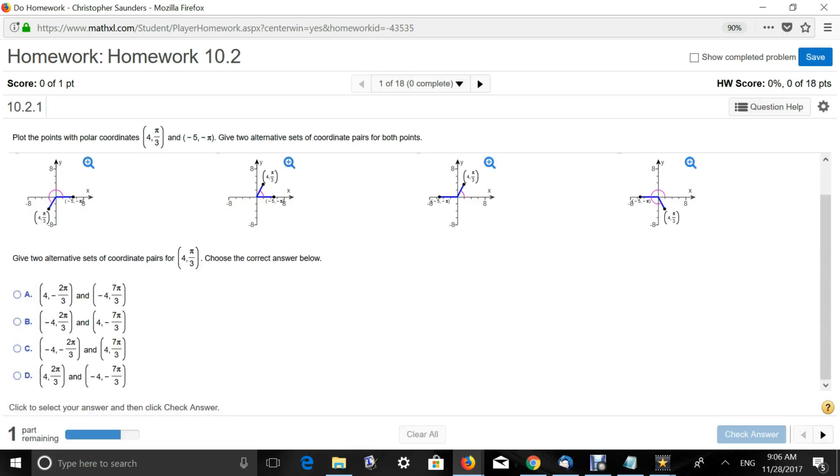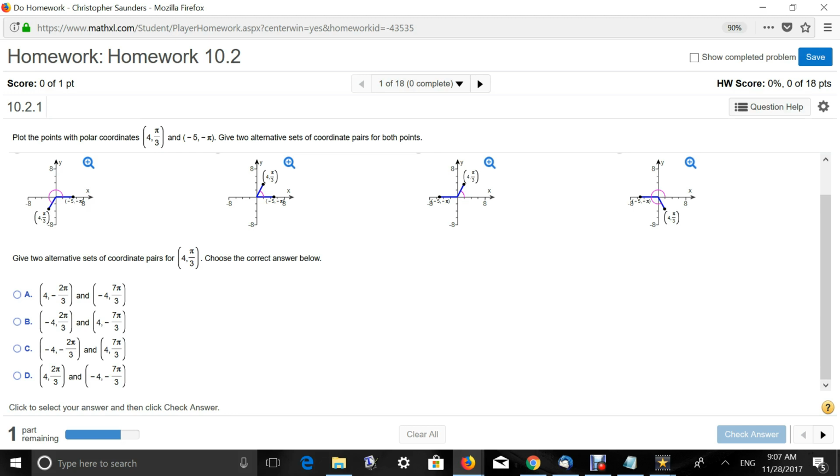Let's see if any of those options are given. Pi over 3 plus 2 pi, well 2 pi is 6 pi over 3, so we're looking at 7 pi over 3. So if we have 7 pi over 3 and a 4, that's good. This is another option. The radius hasn't changed, and we're 2 pi away from where we used to be. So that one is okay. This one is not, because if we go 2 pi forward to 7 pi over 3, then the radius should be exactly the same. So this one's out.